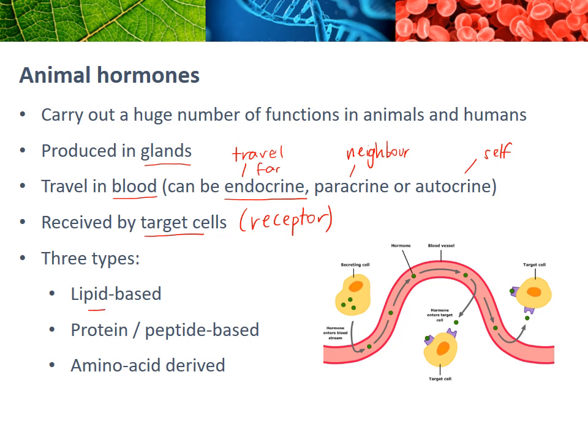They can be lipid-based, so made mostly out of fats. They can be protein or peptide-based. The difference between a protein or a peptide-based hormone is really that the protein-based hormones are longer. You don't need to know too much about that, but I will explain why you need to know the differences between these 2. And you can also have what's called amino acid derived hormones, and they are very specific hormones that are just made from certain amino acids.